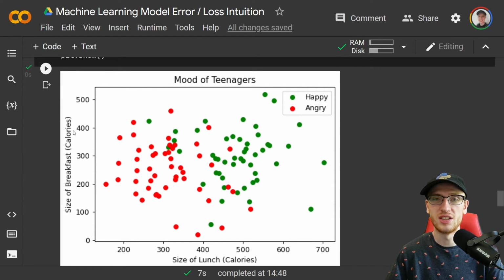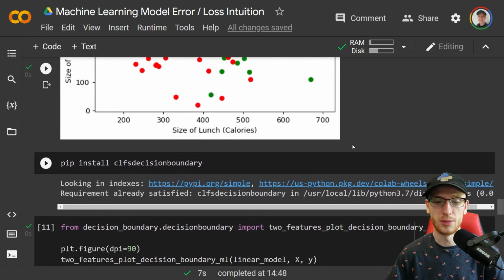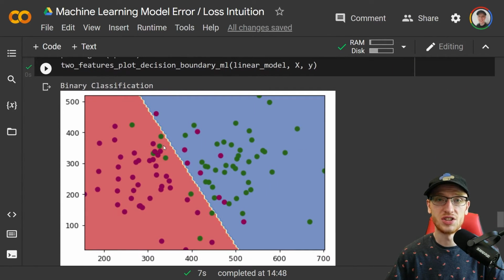So no longer is this axis representing the output or what we are trying to predict. This is also an input, something that is helping us create the model. So we'll make a model that tries to use their size of lunch and their size of breakfast to try and predict whether they'll be happy or angry. Like before with the linear regression, we can make a linear model that instead draws a linear decision boundary. So here, anything painted in this red shade, that means the model is going to predict that they will be angry. And anyone over here in blue, that means the model thinks that they will be happy.